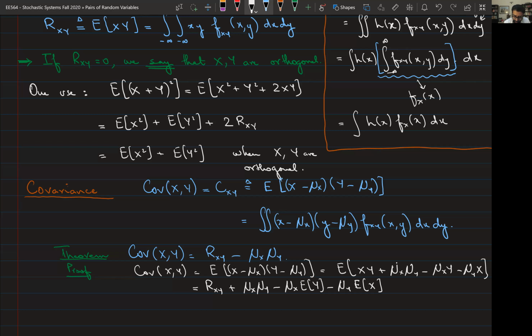Okay. So I go from the line above, from here to here, by just applying the linearity of the expectation operation. And I've been able to pull this out, by the way, so this can come out of the expectation because it's just a constant, right? And what do I get? This should be pretty straightforward from here. This is just Rxy minus mu x mu y, and that completes the proof.